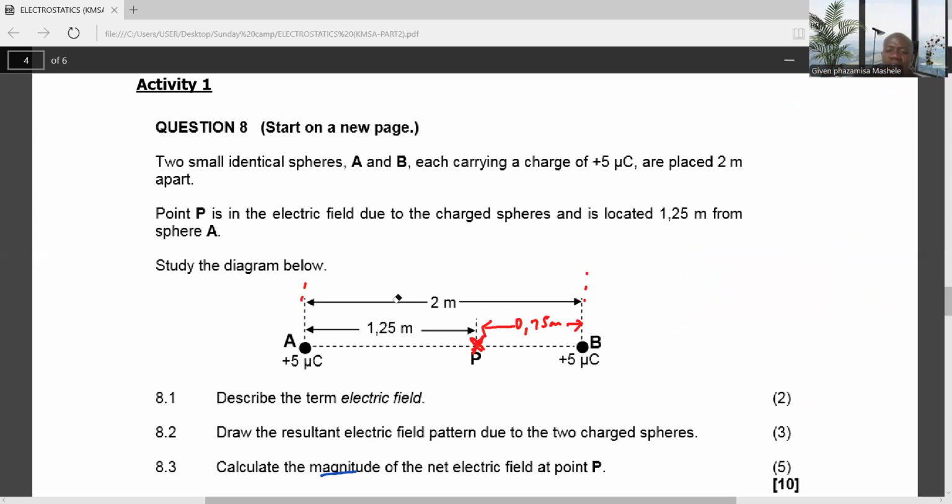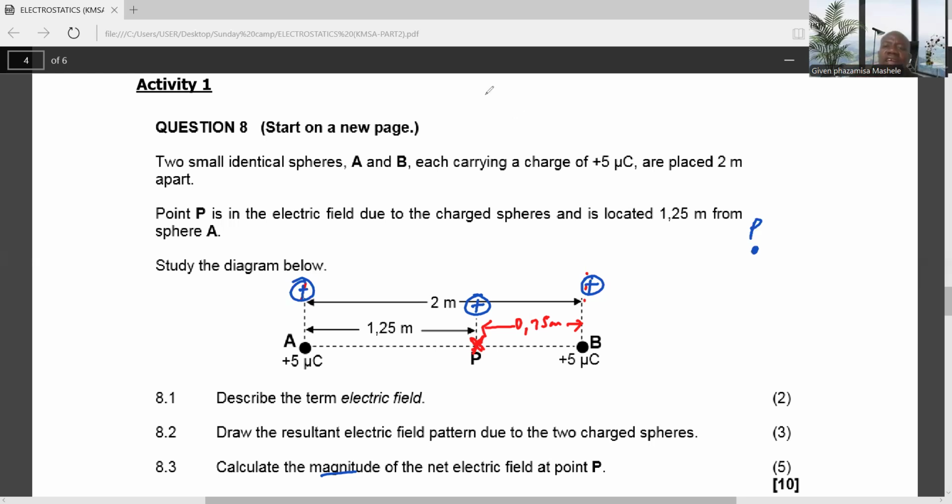So since we want to calculate the electric field at a point, we must go to the point and place a positive charge at that point. It will be our test charge. Already we know that sphere A on its own is a positive charge, and sphere B on its own is also a positive charge. So we place a positive charge on the point so that we are able to know the direction of the electric field at point P. Don't forget, the direction of the force is the direction of the electric field at a point.